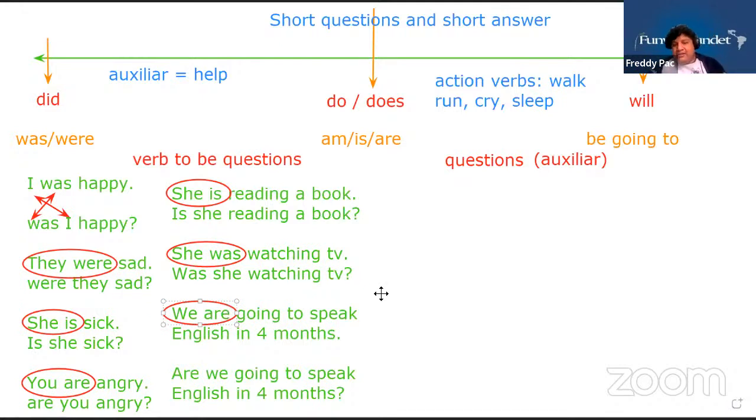Understood, guys? Teacher, for example, in this one, she is reading a book, is is an auxiliary? No, in this, the verb to be... whenever we use the verb to be, we don't speak about auxiliary. Reading is the verb. For example, in this moment, is the verb to be an auxiliary? No. Reading is a verb. I think I understand what you're trying to say.